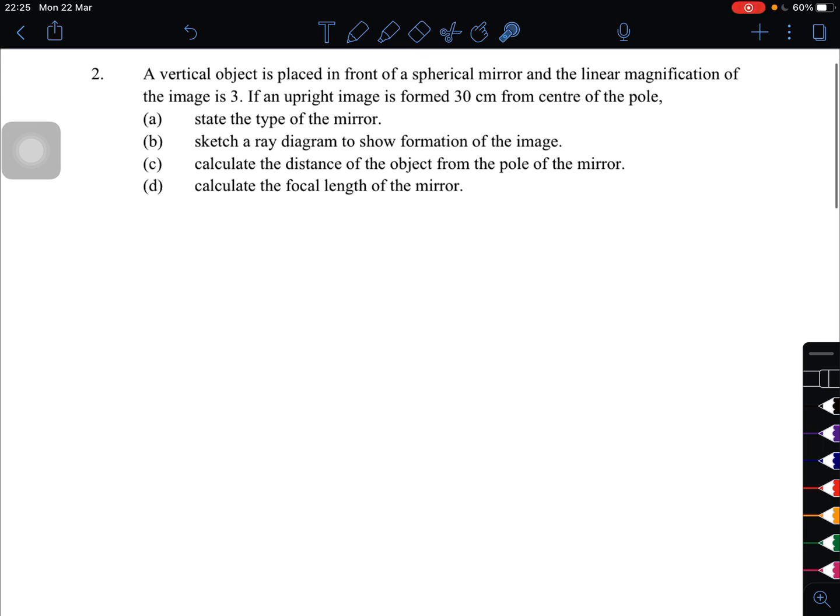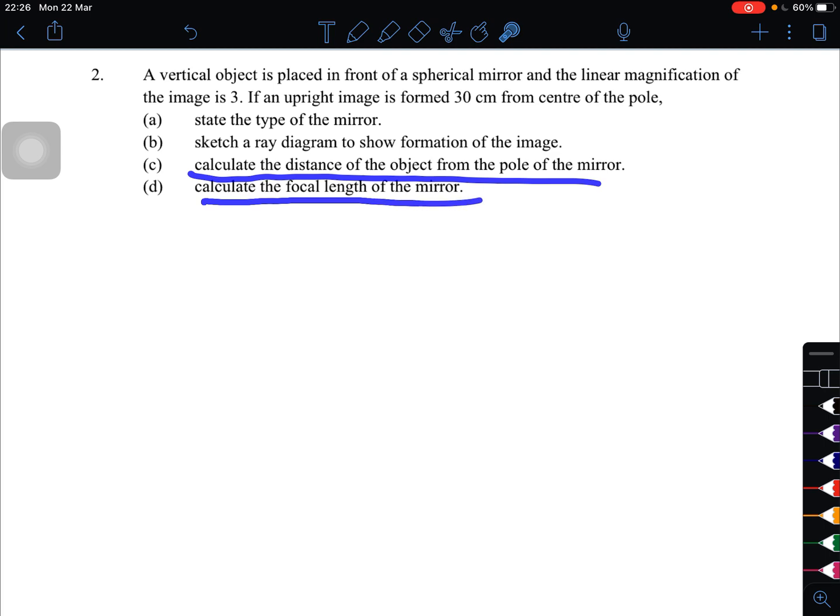Okay, now kita tengok soalan number 2. A vertical object is placed in front of spherical mirror and the linear magnification of the image is 3. If an upright image is formed 30 cm from the center of the pole, question A, state the type of the mirror, sketch a ray diagram to show formation of the image, calculate the distance of the object, and then calculate the focal length of the mirror.